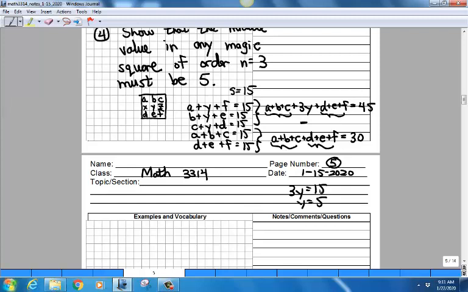So you know that the middle square has to be 5, okay. So we don't have that many options, or this at least restricts the options for a 3 by 3 magic square. The middle square has to be 5.